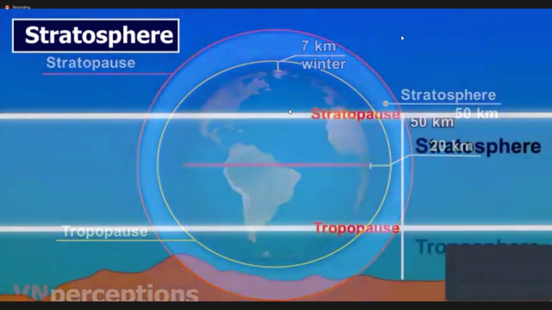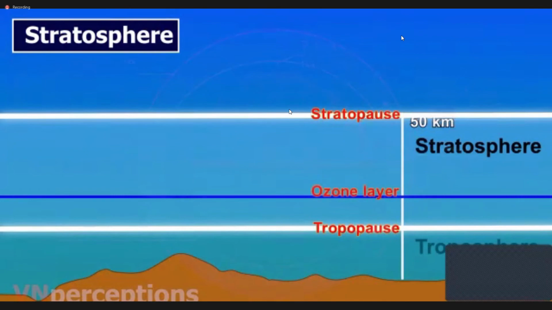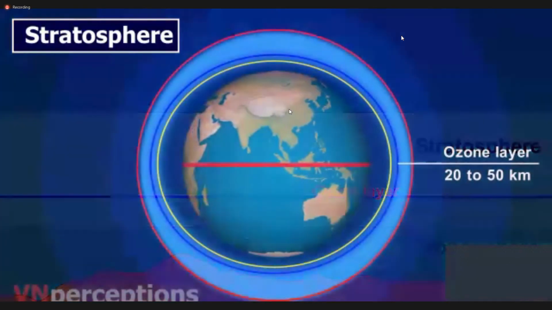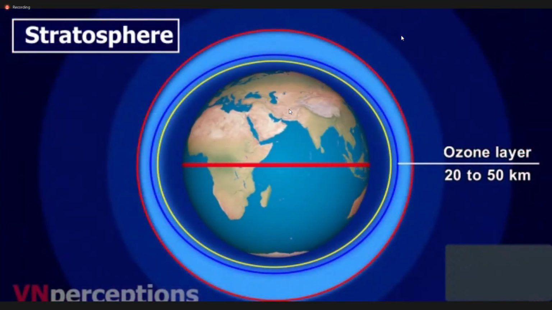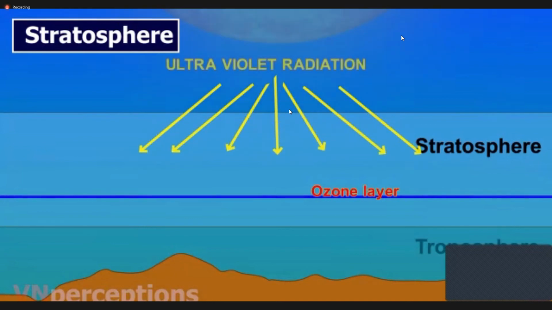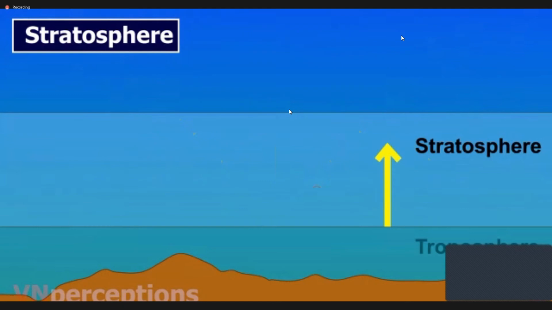One important feature of the stratosphere is that it contains the ozone layer. It lies between altitude 20 to 50 kilometers. It heats this layer as it absorbs energy from incoming ultraviolet radiation from the sun. Temperatures rise as one moves upward through the stratosphere. Temperature rises from minus 60 degrees Celsius at the base to 0 degrees Celsius at the stratopause.